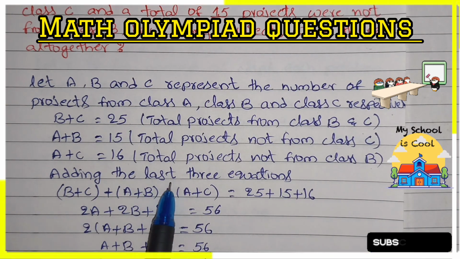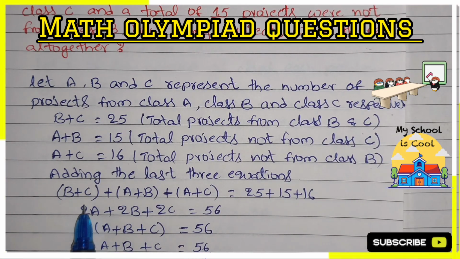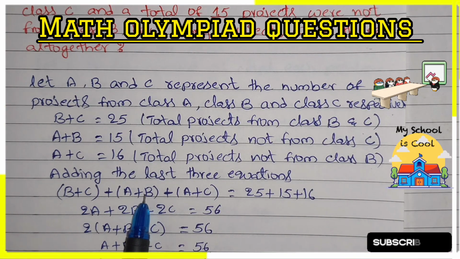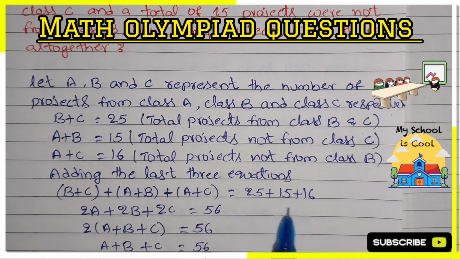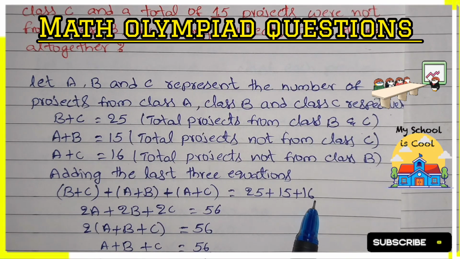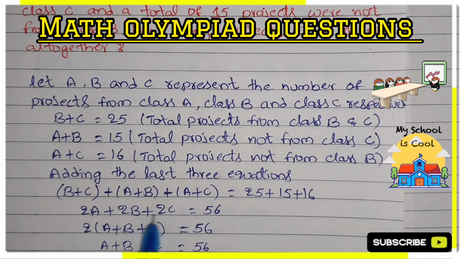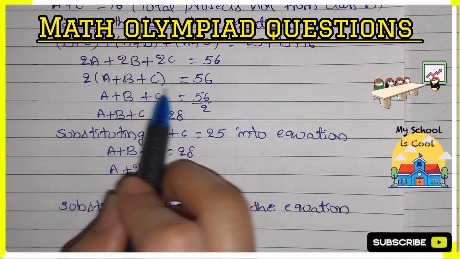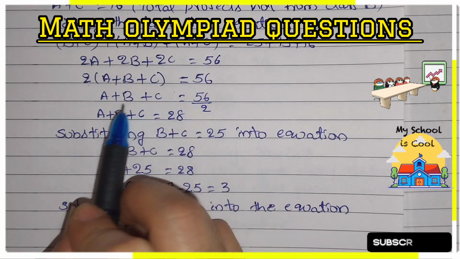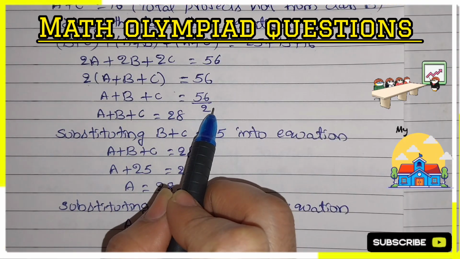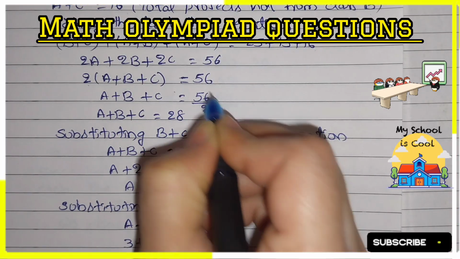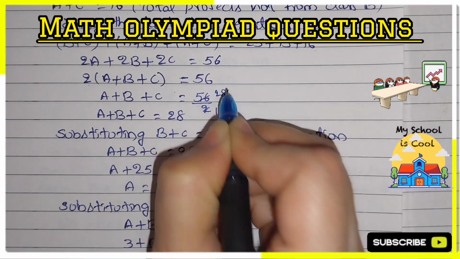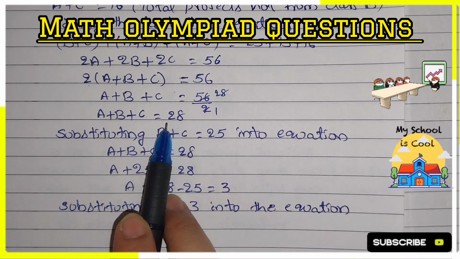Adding the last three equations: B plus C, A plus B, plus A plus C equals 25 plus 15 plus 16. 2A plus 2B plus 2C equals 56. Take common as 2. 2 of (A plus B plus C) equals 56. A plus B plus C equals 56 divided by 2. 2 twos are 4, 2 twenty-eights are 56. A plus B plus C equals 28.